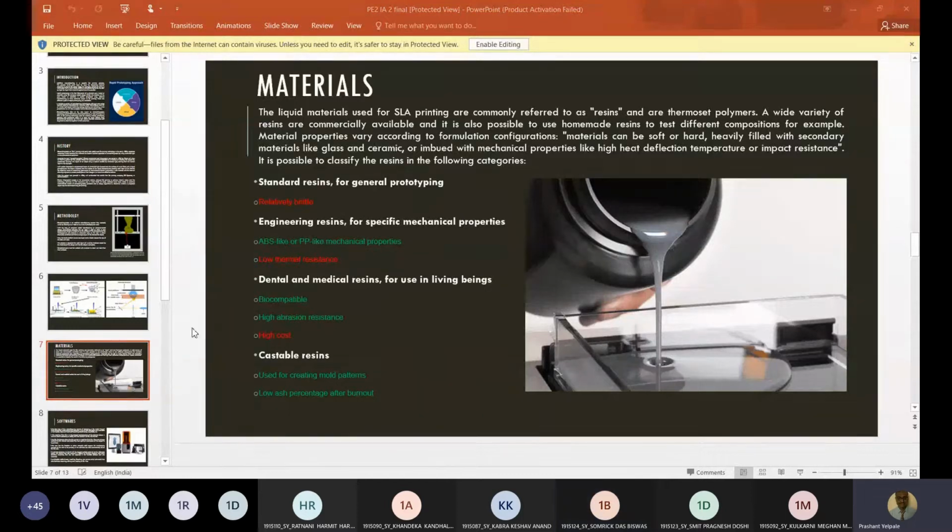So now talking about the materials used for stereolithography, invariably thermosetting polymers are used for this process. Thermosetting polymers on application of heat transform themselves into an interlinked crisscross polymer, which results in extremely high thermal resistance and high durability.